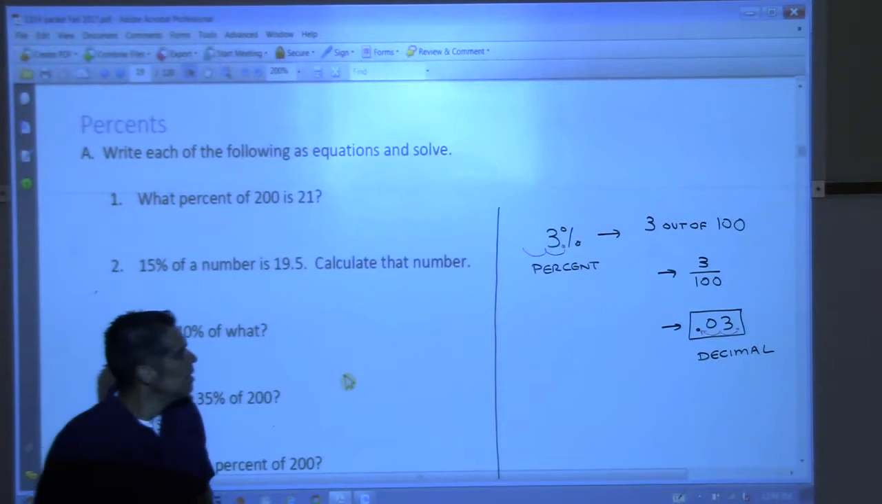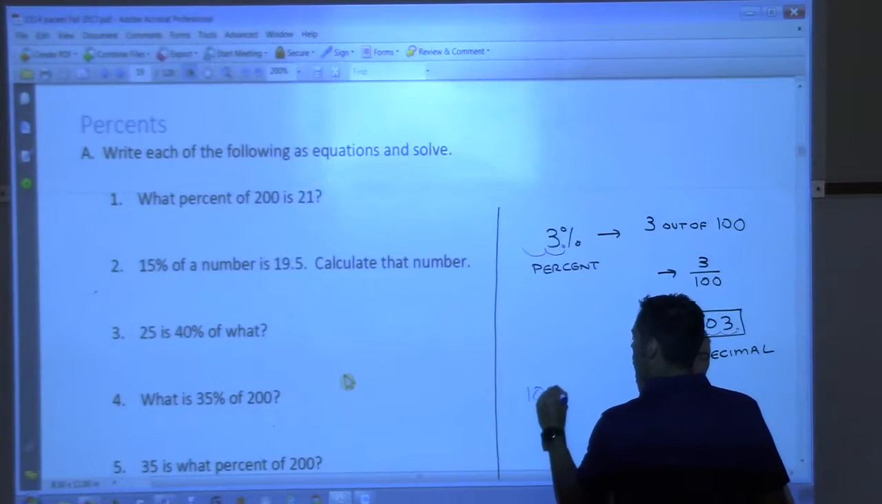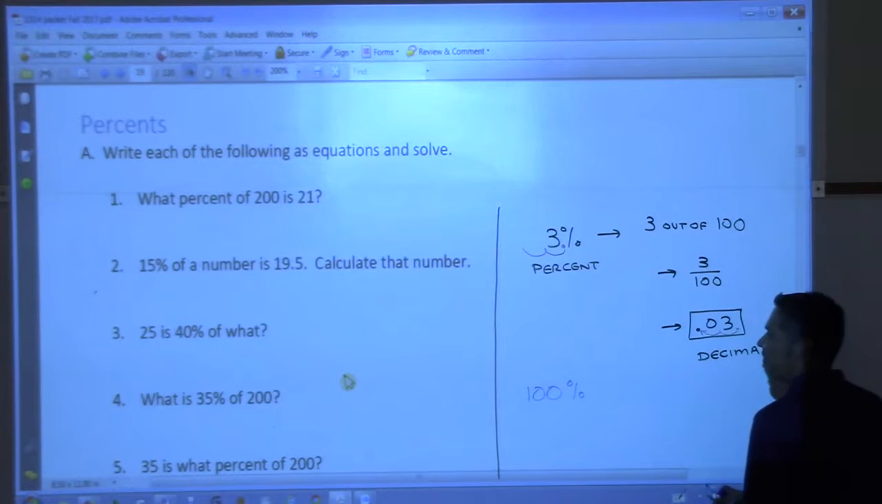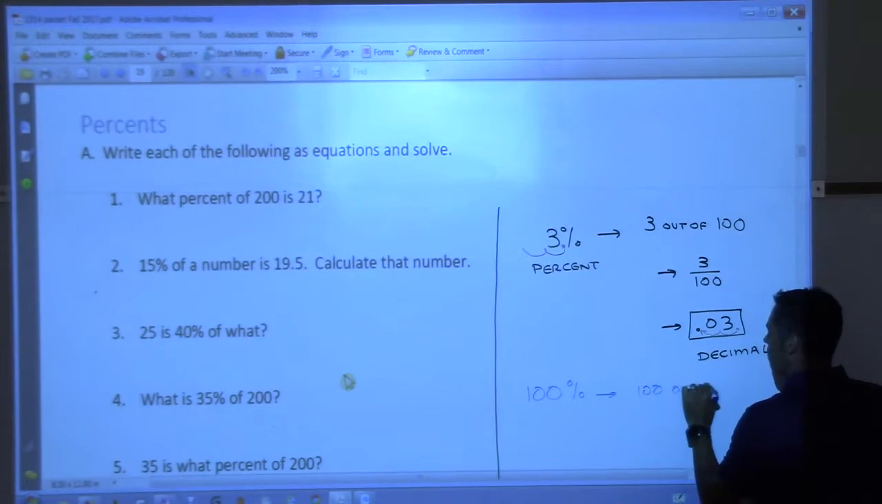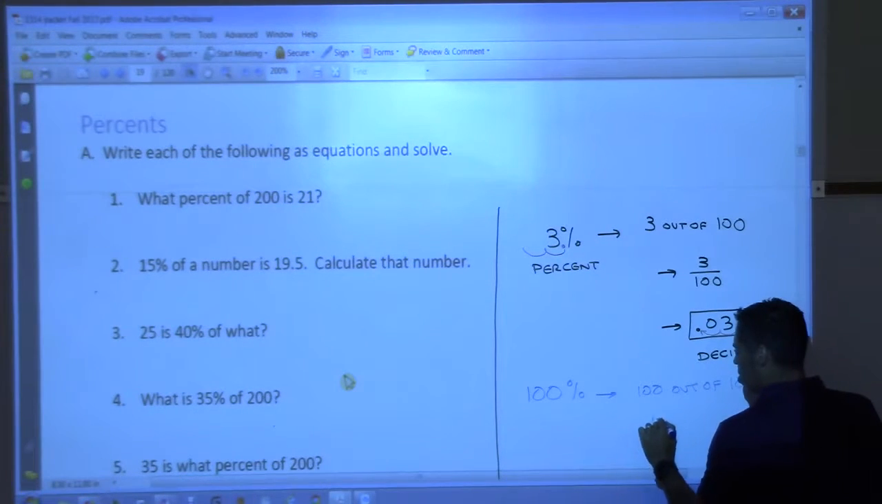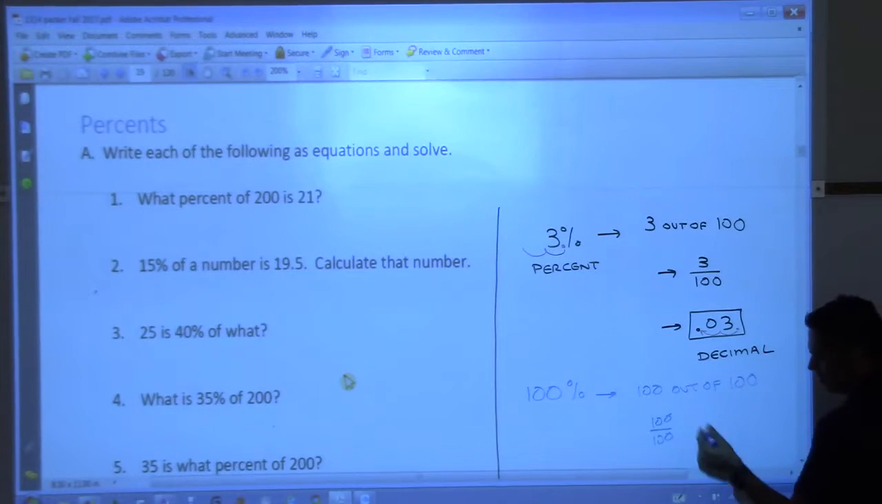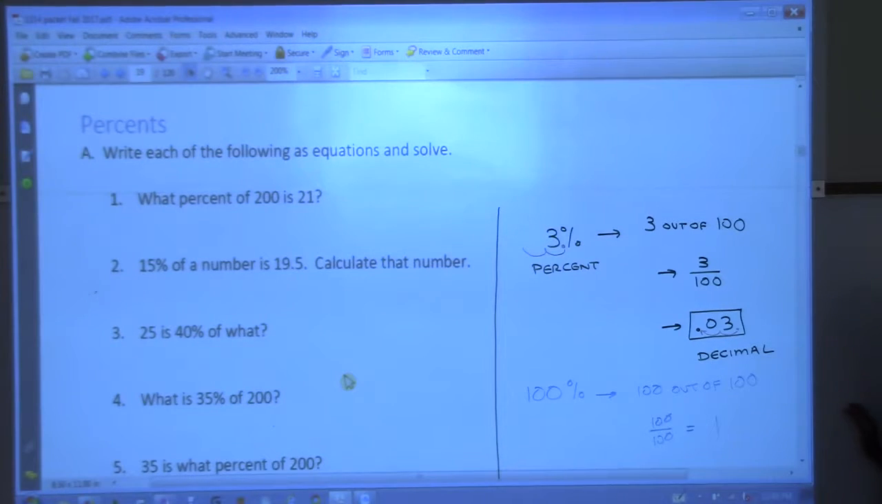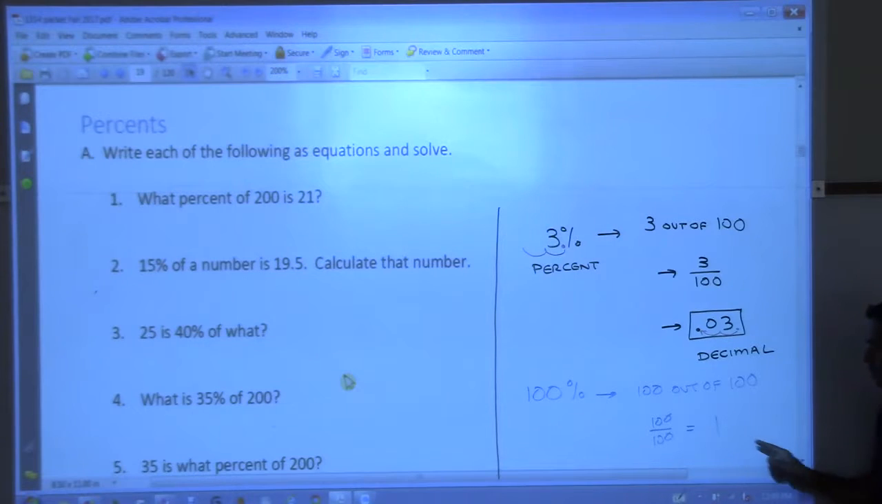Yes? So when somebody writes 100%, right? 100% of you love math, right? What does that mean? That means 100 out of 100. Written as a fraction, it's 100 over 100. And if you get on your calculator and do that, or if you just look at it, that's 1, isn't it? So 100% in decimal form is the number 1.